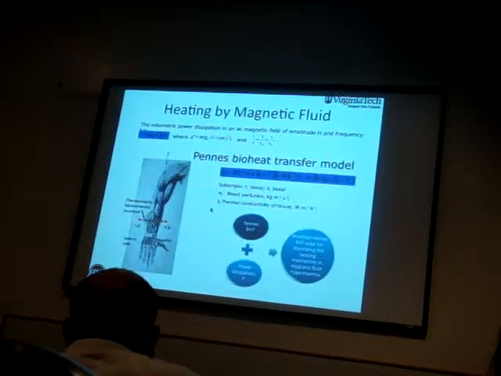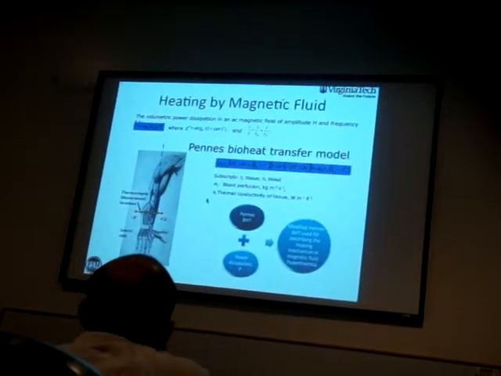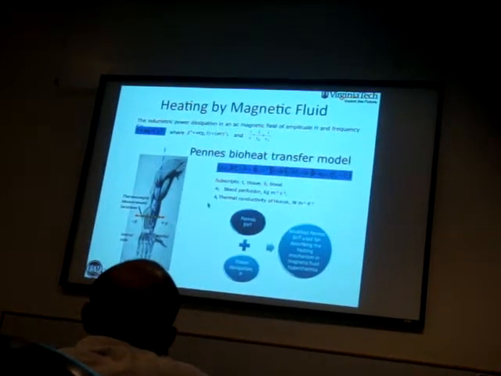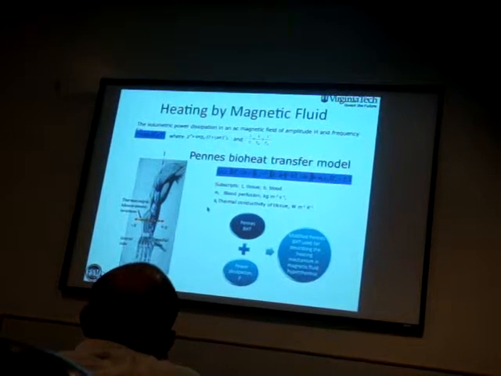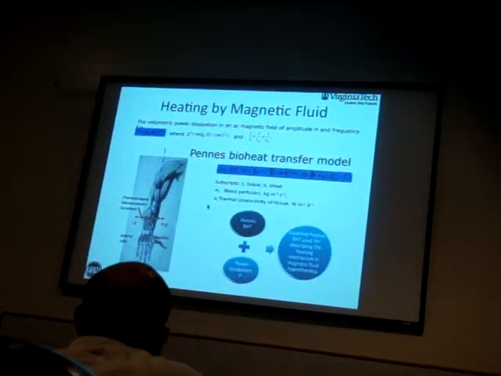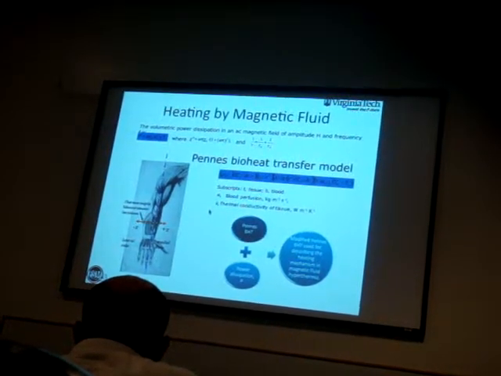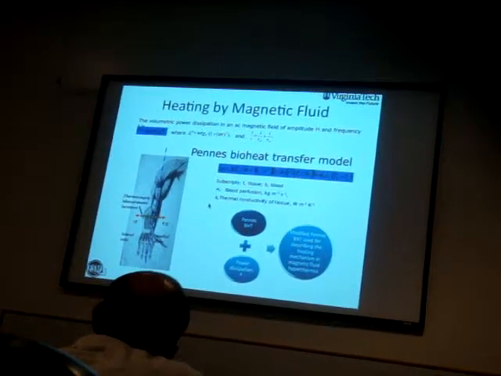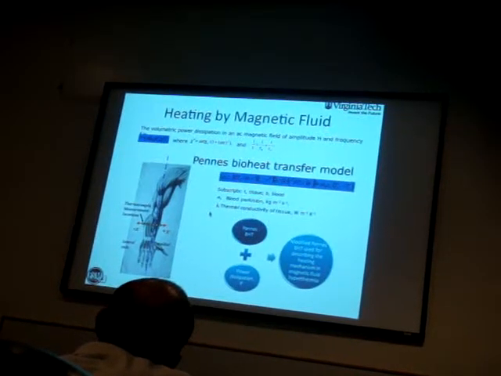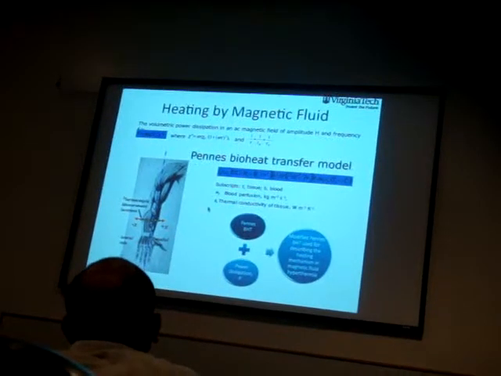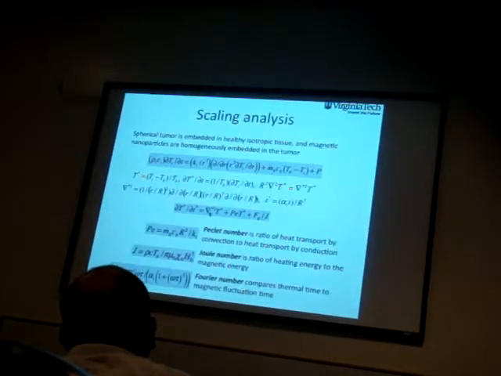So there are many ways to analyze this. You start out with essentially an energy conservation equation. For those of you in biomedicine, this is the so-called Pennes bioheat transfer equation. It's nothing but a modified energy equation. It's fairly simplistic. So you take that equation and you put in magneto dissipation, the power dissipation, into it.